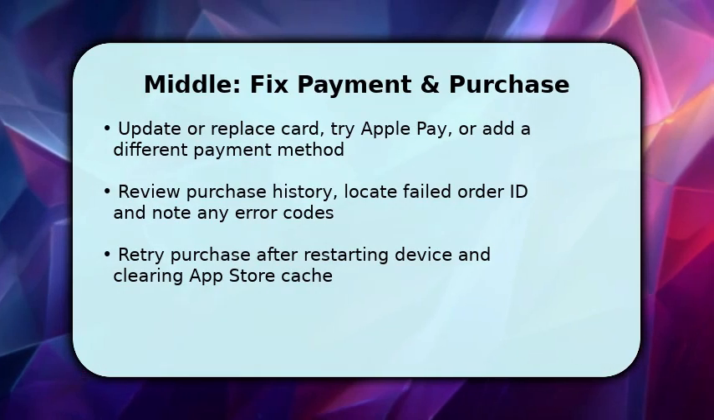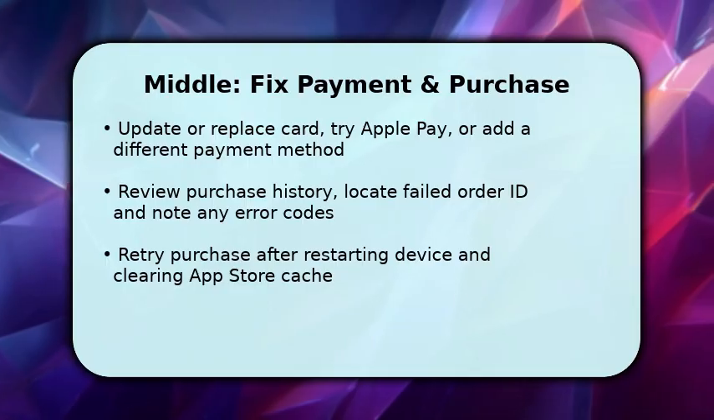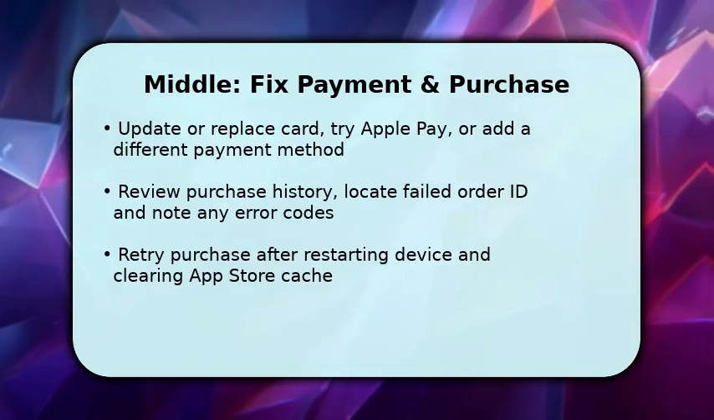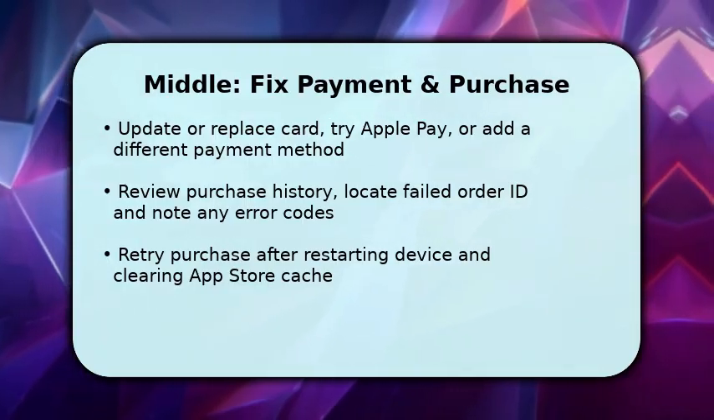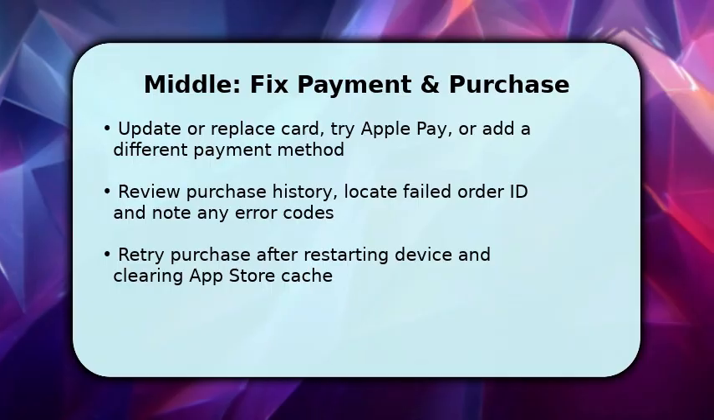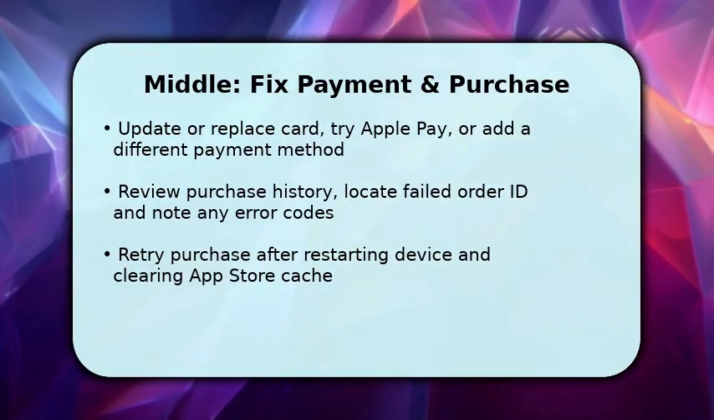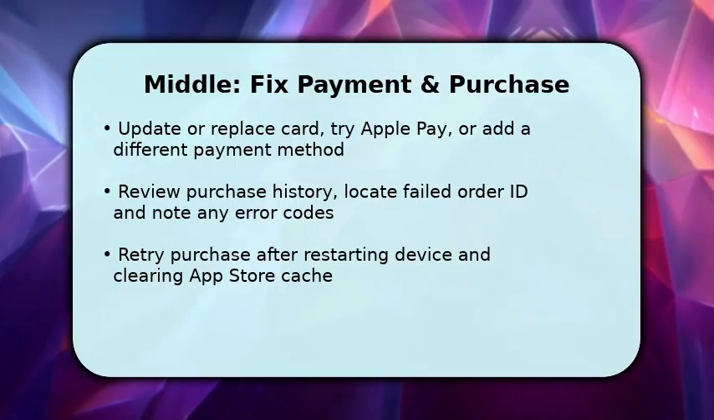You now address the payment path. Open Payment and Shipping, update the card, or add a new payment method. Using Apple Pay can bypass some issuer blocks. Next, review your purchase history in the App Store to find the failed charge and copy any error code. This tells you if it's an authorization, billing, or regional restriction.